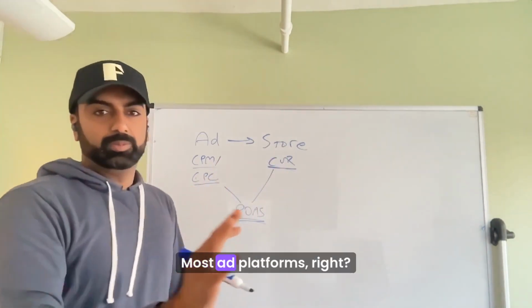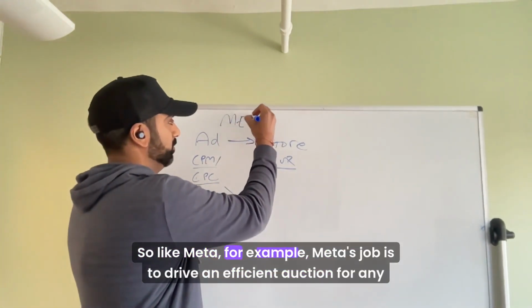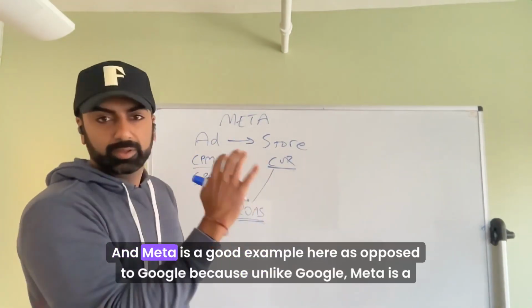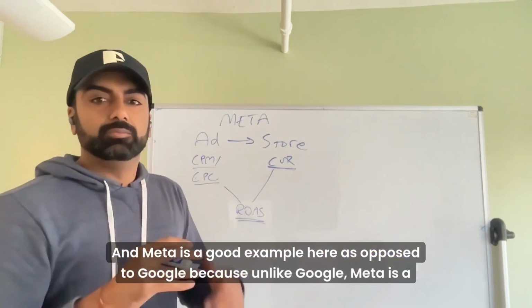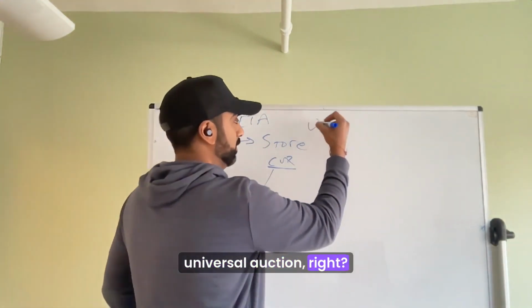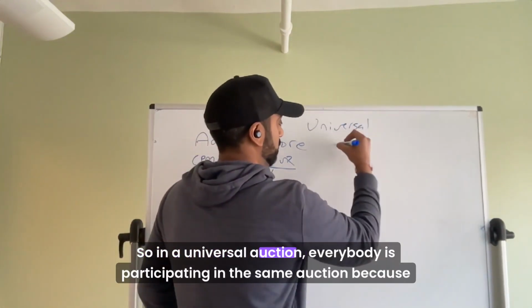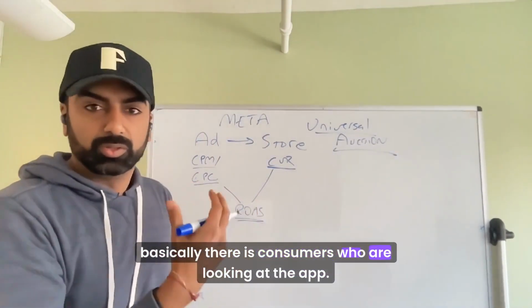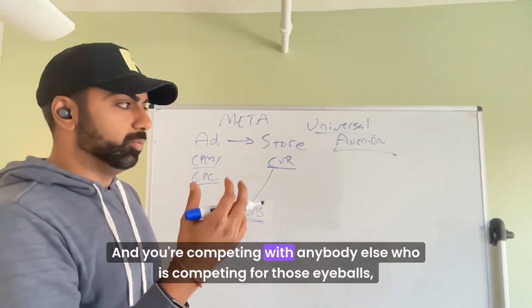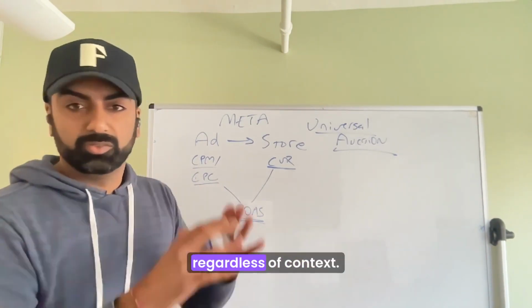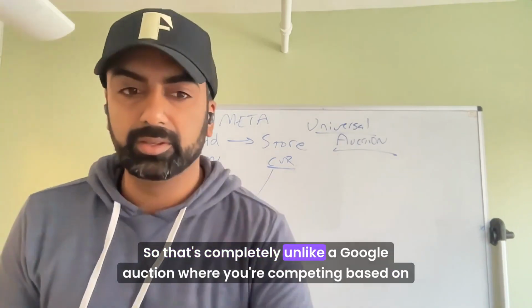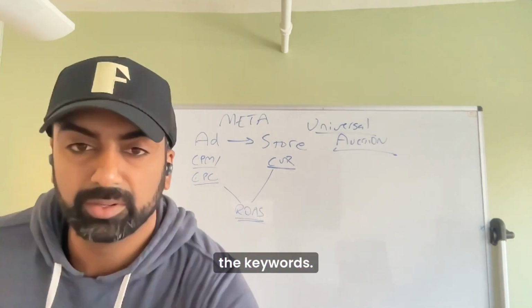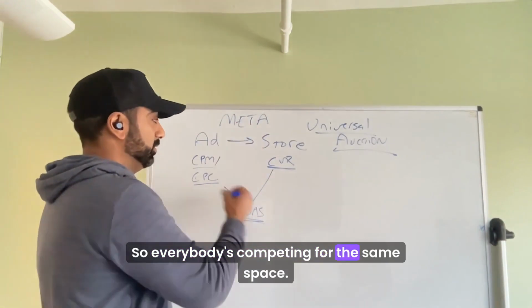So most ad platforms, right? Like Meta, for example, Meta's job is to drive an efficient auction for any given ad. And Meta is a good example here as opposed to Google because unlike Google, Meta is a universal auction, right? So in a universal auction, everybody is participating in the same auction because basically there's consumers who are looking at the app and you're competing with anybody else who is competing for those eyeballs regardless of context, right? So that's completely unlike a Google auction where you're competing based on the keywords, right? So everybody's competing for the same space.